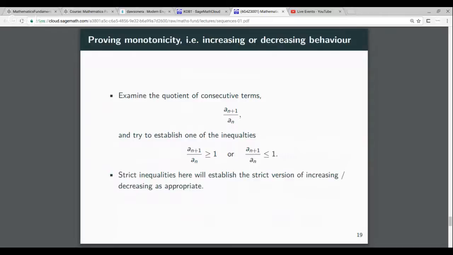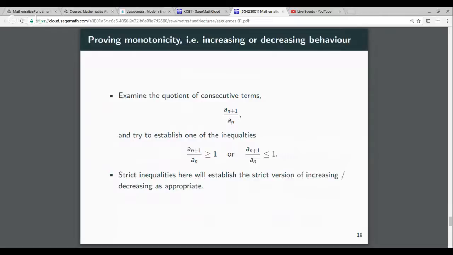But when you're looking at a quotient, the significant value is going to be 1. Whether or not this quotient is bigger than or less than 1. Because this would be equivalent to saying that a_{n+1} is less than or equal to a_n. So again, that would be a decreasing sequence.